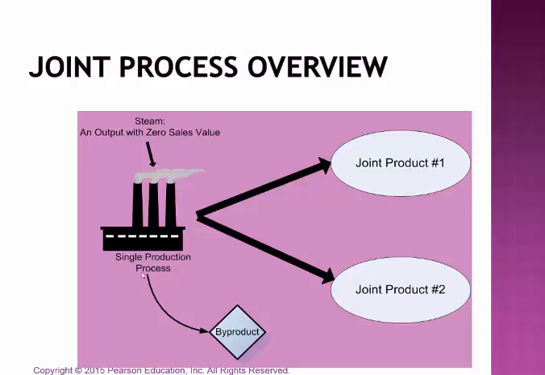Again, we may have some outputs that have an exceptionally low income stream from them. We could call those the byproducts. We may even have some output with zero sales value whatsoever. So for example, in this process right here, we've got steam. It's an output. It has zero sales value.